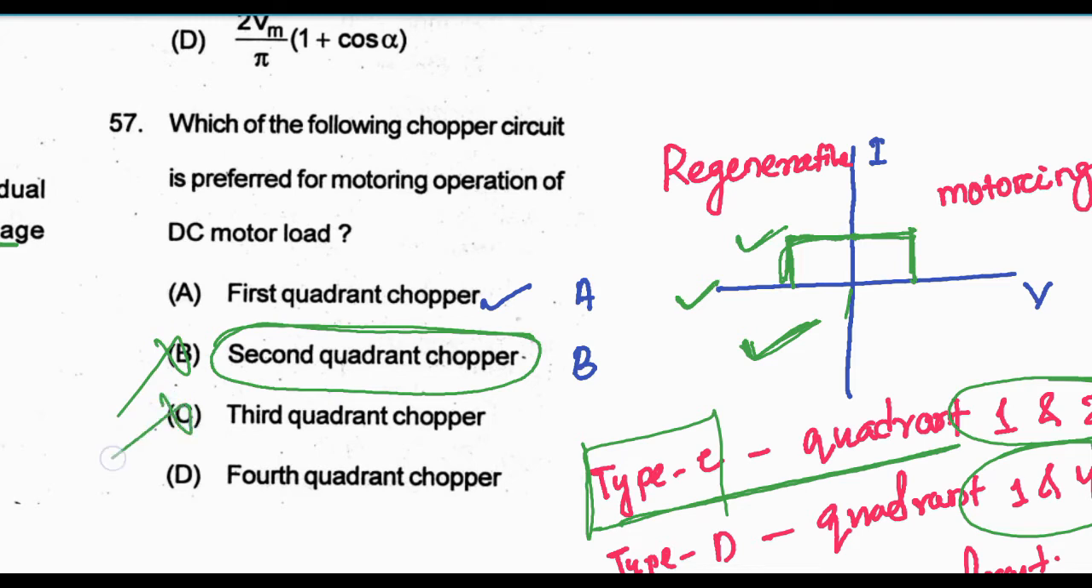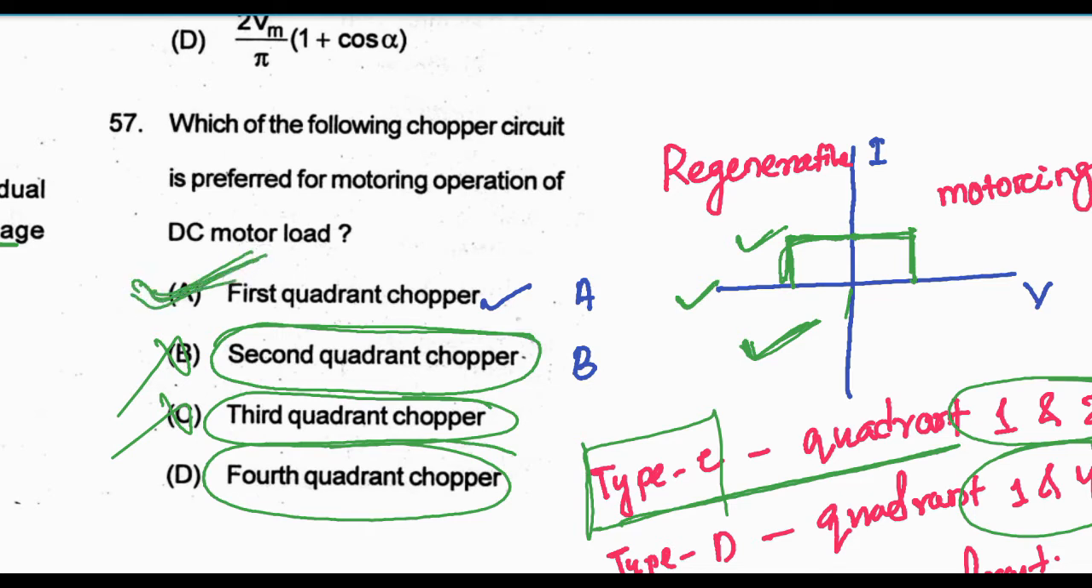Option C is also not correct. This is the reverse motoring condition, and the fourth one is the reverse regenerative condition. So here option A is the only choice we can select. If type C were also given, then type C would be selected over type A for DC motor load operation.